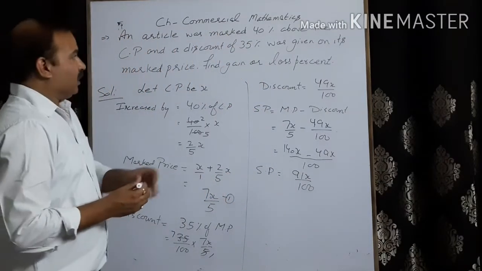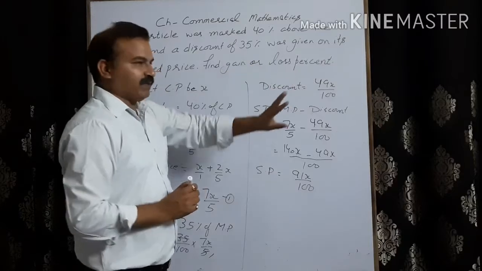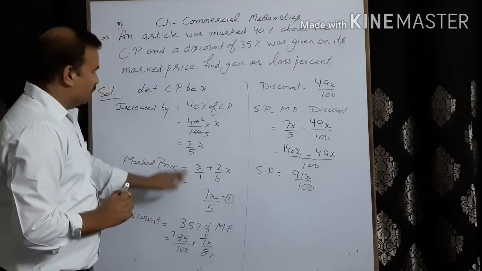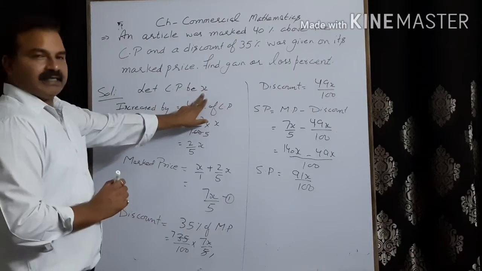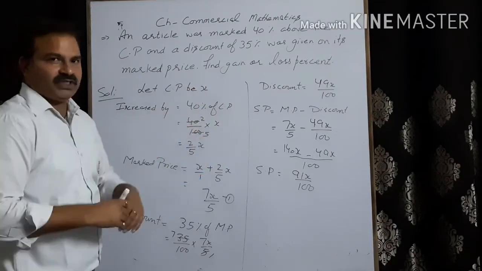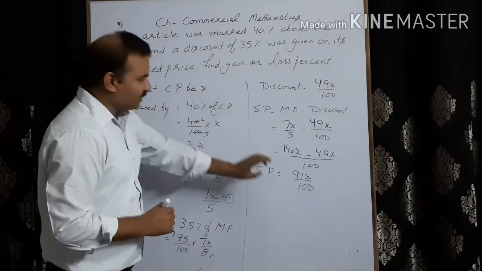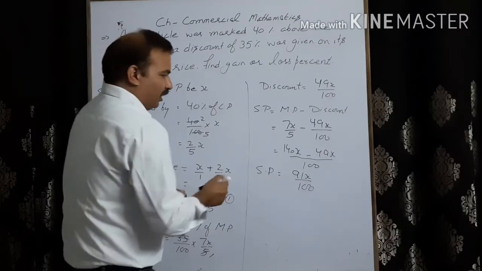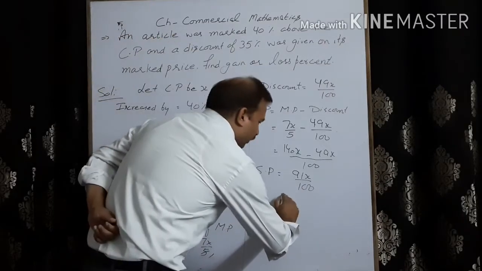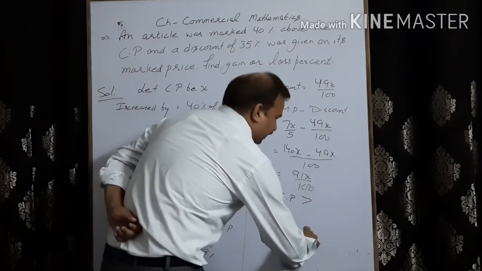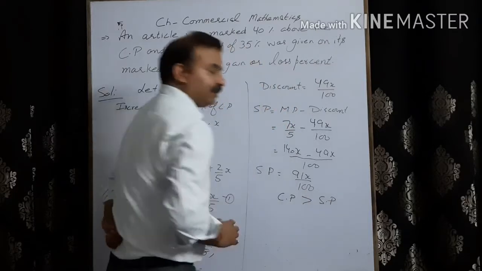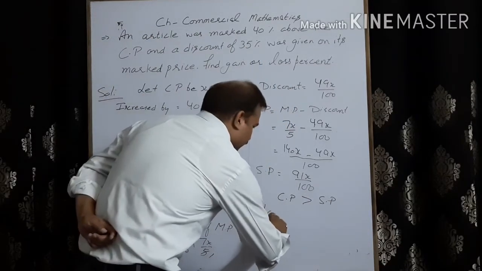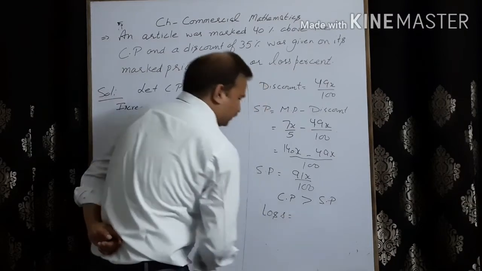Now see, we have to find the gain or loss percent. What was the cost price? That is x, the amount for which he bought. Fine. Now what is the selling price? That is 91 by 100 multiplied by x. Now as CP is greater than selling price, the person will have a loss. Now let's find the loss.